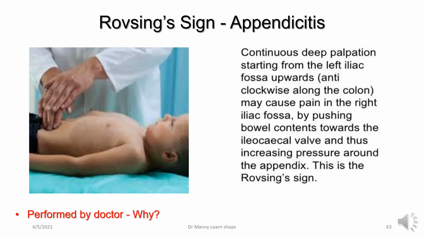There are 2 signs that I'm going to speak about. This is called Rovsing's sign. This is where there's a continuous deep palpation which starts from the left iliac fossa upwards in an anti-clockwise movement along the colon. And this may cause pain in the right iliac fossa because you're pushing the bowel contents towards the ileocecal valve or the appendix. The increasing pressure is felt in the right lower or upper quadrants. This is called Rovsing's sign, and it's typically performed by the doctor because you don't want to cause rupture of the appendix.